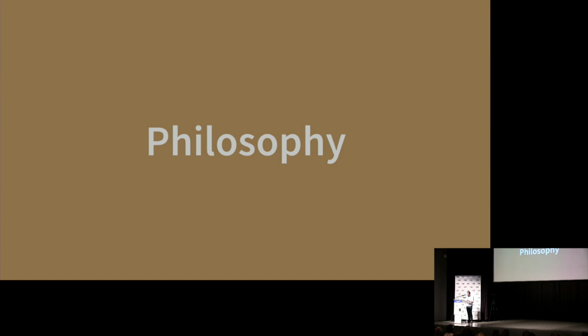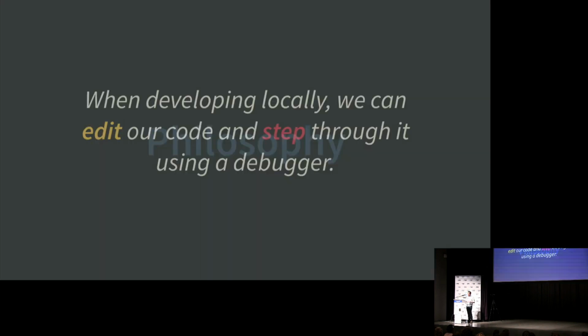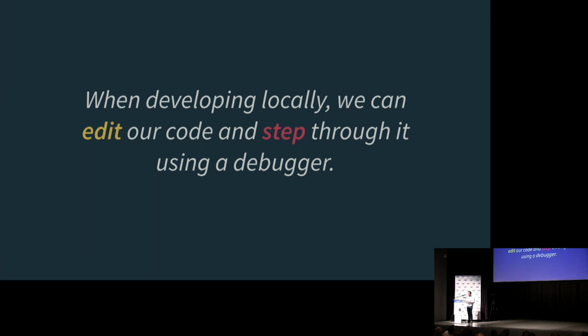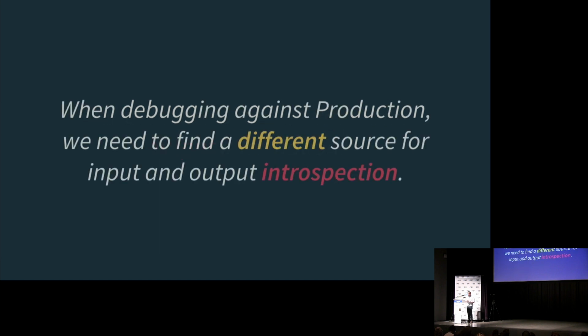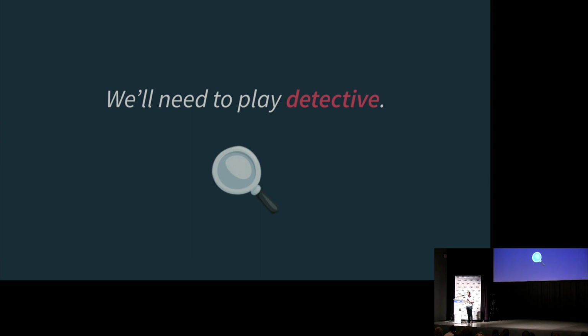Let's review the overarching philosophy behind the debugging tactics we're going to see. We know that when developing locally, as we usually do, we can edit our code and step through it using a debugger when we encounter a bug. If we think about it, our debuggers give us input and output information. So when debugging against production, we need to find a different source for our input and output introspection. This means we'll need to play detective.